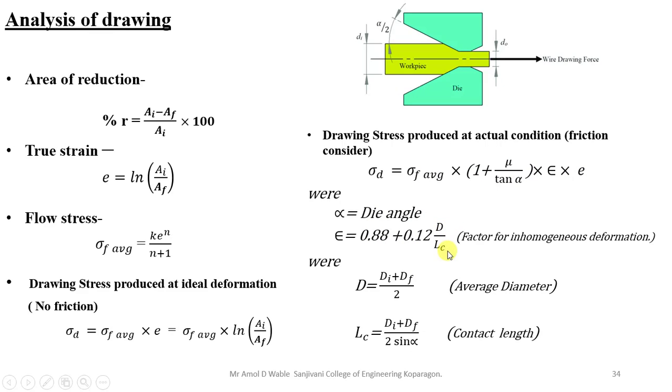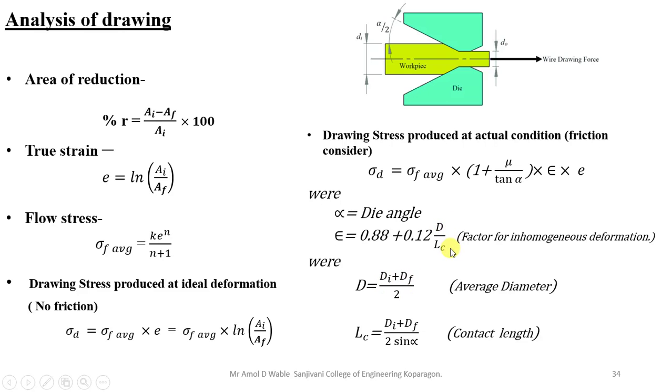capital D divided by Lc. So capital D will be the average diameter. Remember this. Many students take this as the initial diameter, but you have to take this as the average diameter. So what will the average diameter be? Di plus Df upon 2. Here you can write this as capital D, and small avg, that is average.